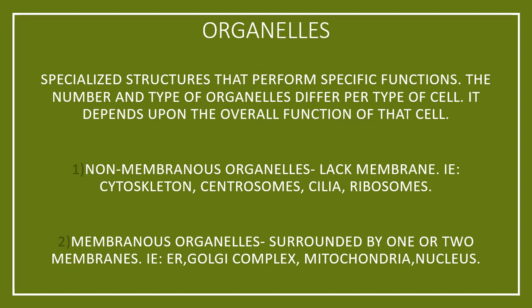So again, on organelles, there's a specialized structure that performs specific functions. The number and type of organelles differ per type of cell. It depends on the overall function of the cell. Non-membranous organelles lack a membrane, such as the cytoskeleton, centrosomes, cilia, ribosomes. And membranous organelles are surrounded by one or two membranes, such as the endoplasmic reticulum, the Golgi complex, the mitochondria, or the nucleus.